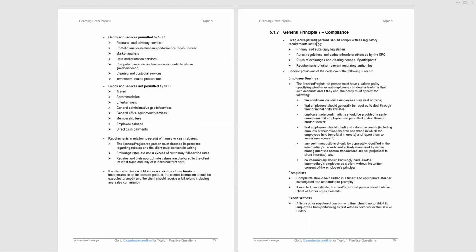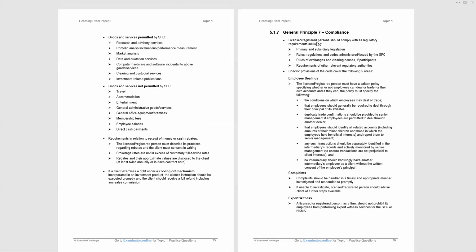General Principle 7 on compliance reminds us that we have to comply with all the rules and regulations that are in front of us. Specifically, it looks at employee dealings. Are employees allowed to deal for their own account? Well, there must be a written policy specifying whether or not it can be done.